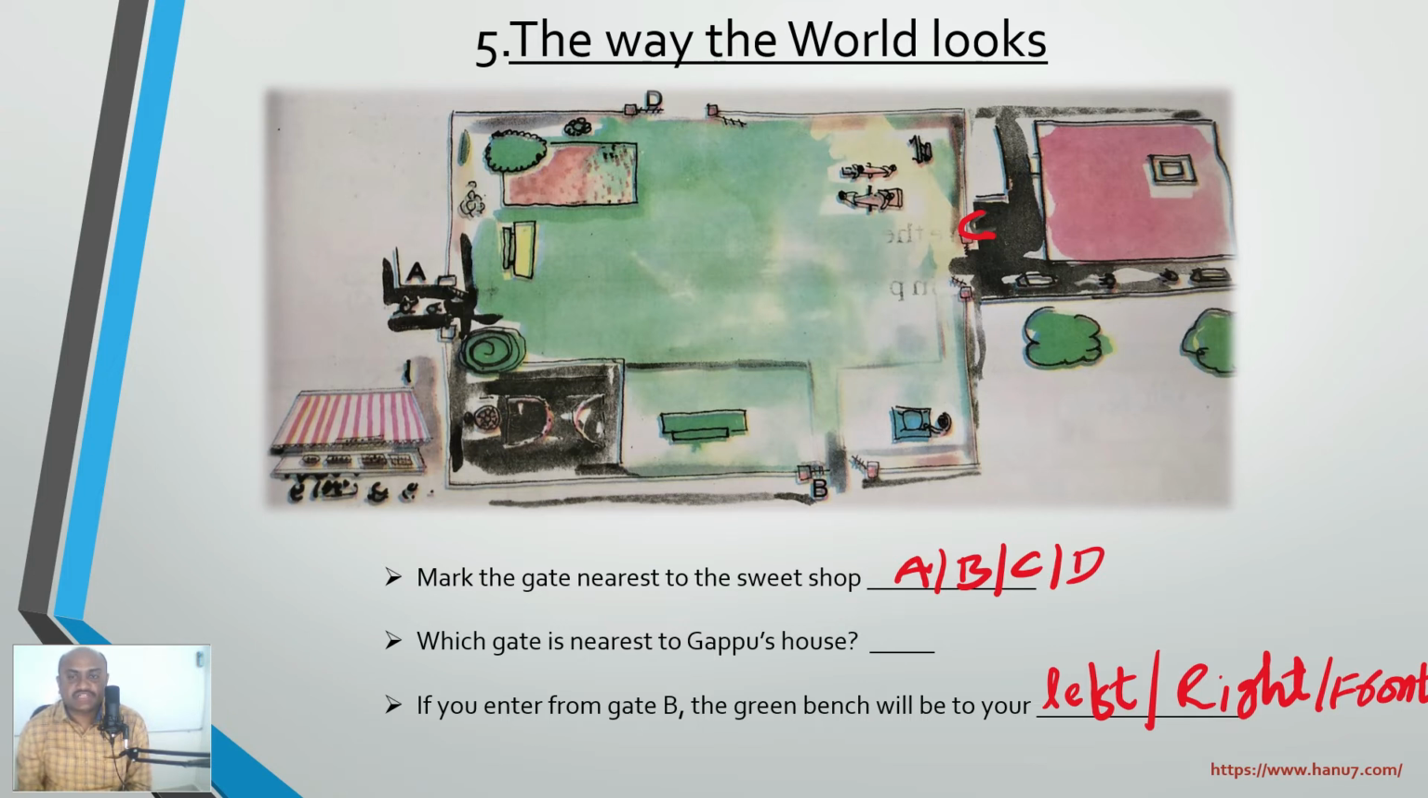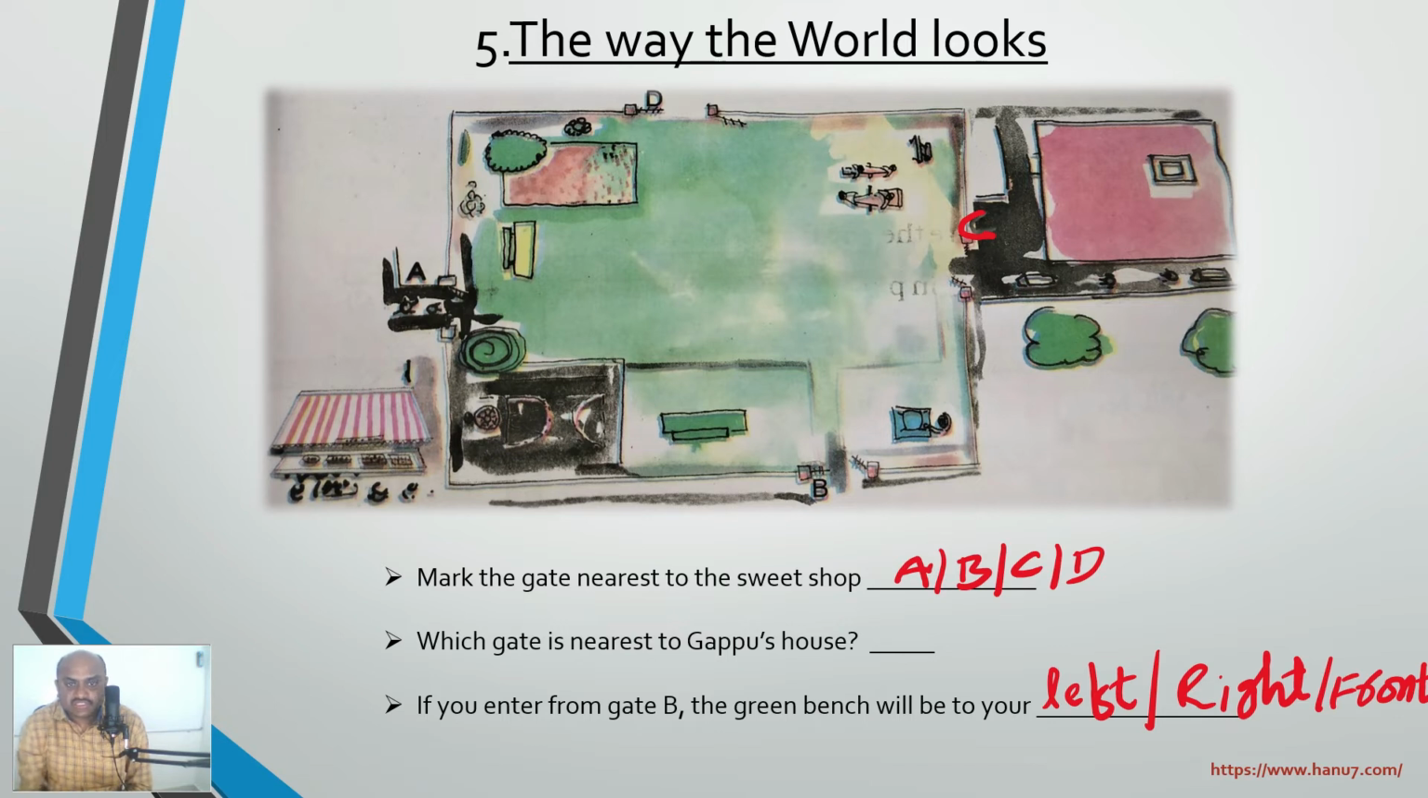In this park there are 4 gates, A, B, C and D, and beside C you can see there is a seesaw, and here there is a group of flowers, and then a green bench. This is a sweet shop.